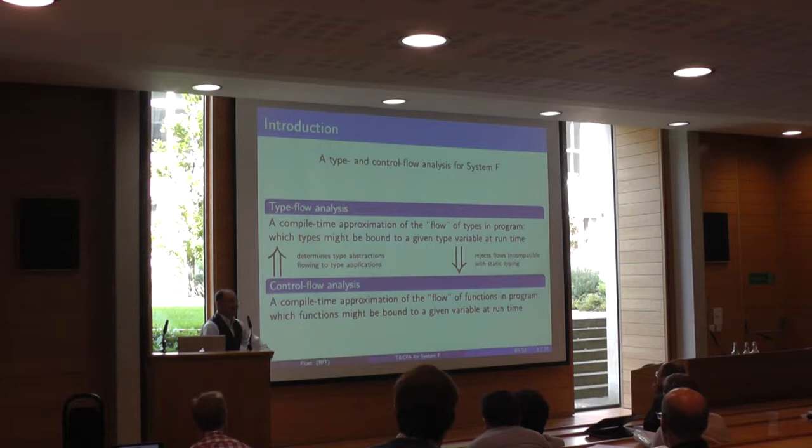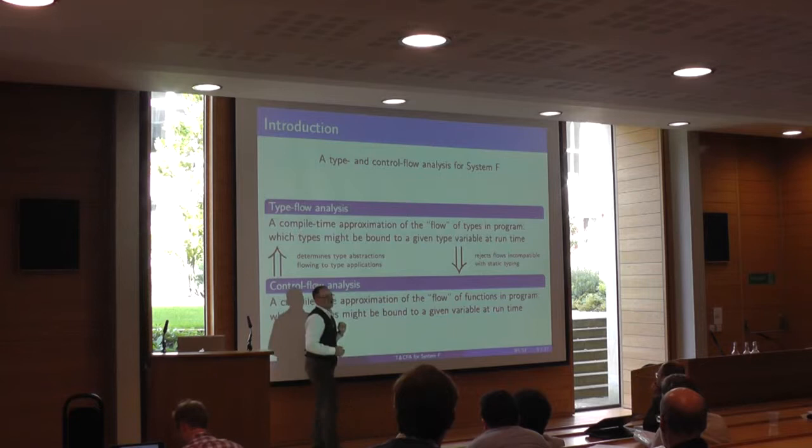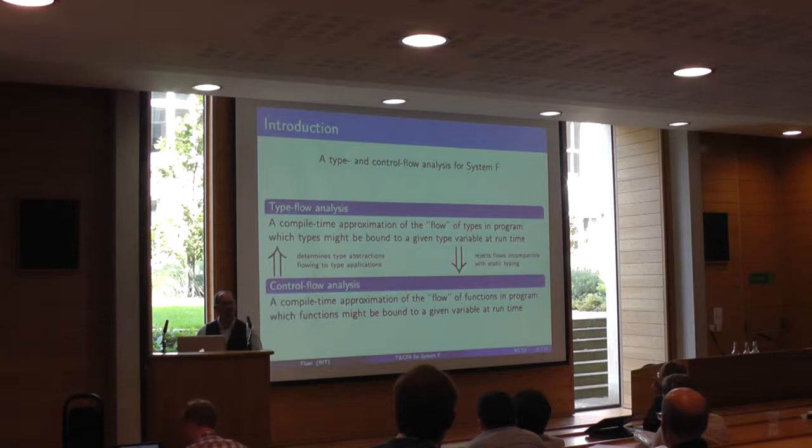And in the best of worlds, these two things are mutually beneficial. We throw away some more things. That tells me that fewer type abstractions flow to a place. I get better type information, and we can go around here. Those in the know, we don't actually go down the lattice. We're going to go up the lattice, but that's the idea. All right, so let's build this pretty quickly.